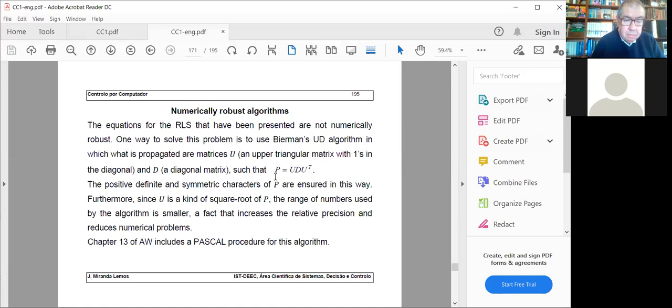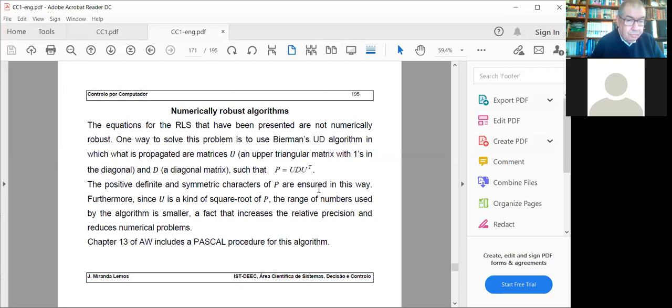Instead of propagating P, you propagate two matrices, U and D, such that P is U D U transposed. Okay? D is a diagonal matrix, so D does a kind of normalization or scaling. And U is a triangular matrix. Actually, it's upper triangular, so below the diagonal, everything is zero, and you have ones in the diagonal.